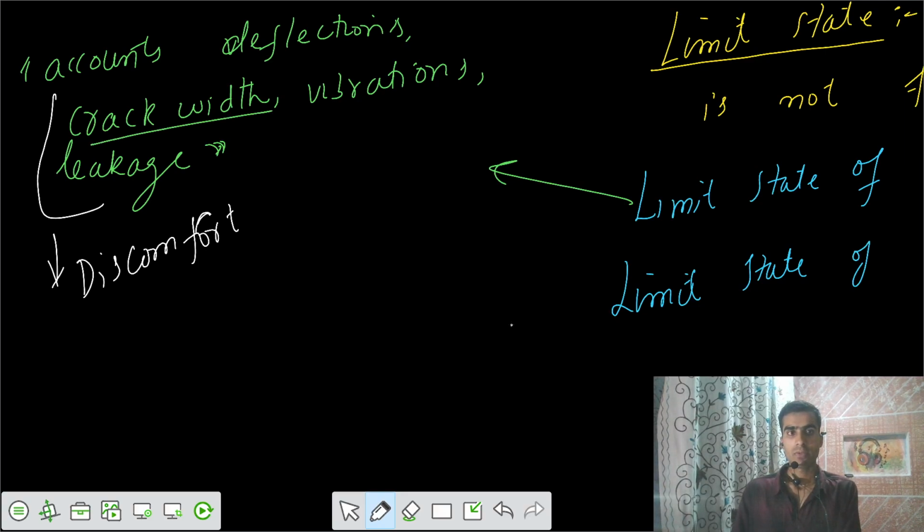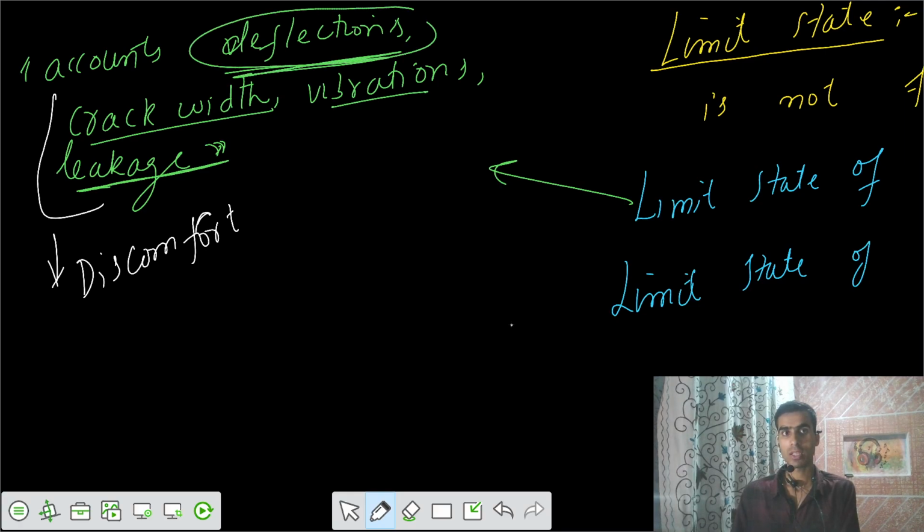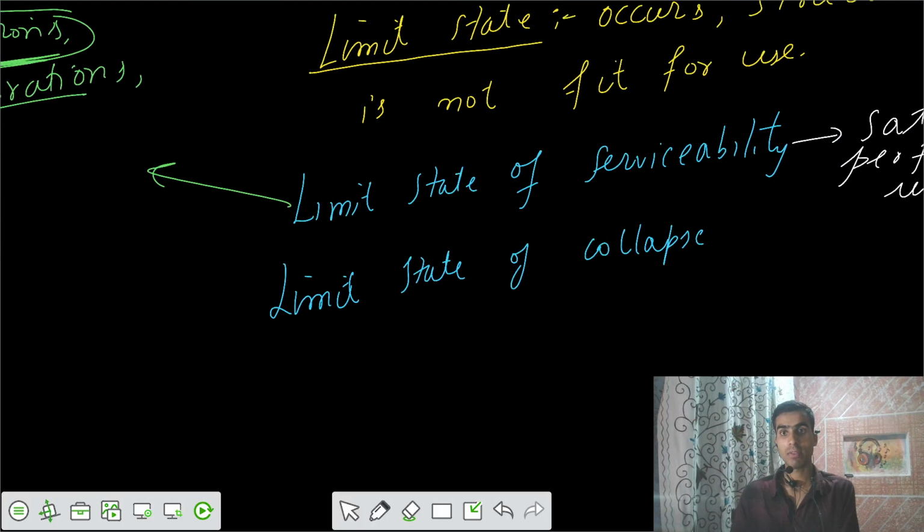For crack width, we have to ensure that it is not more than the permissible values. The vibrations should not be there. There should not be leakage. Let's say there is a water tank or bathrooms, the walls should not be such that there's leakage. And similarly, deflections: you would see your slab hanging under your head, trying to have a sagging curvature, and you are going to see that with your naked eyes. That's very crazy. So this one is your limit state of serviceability.